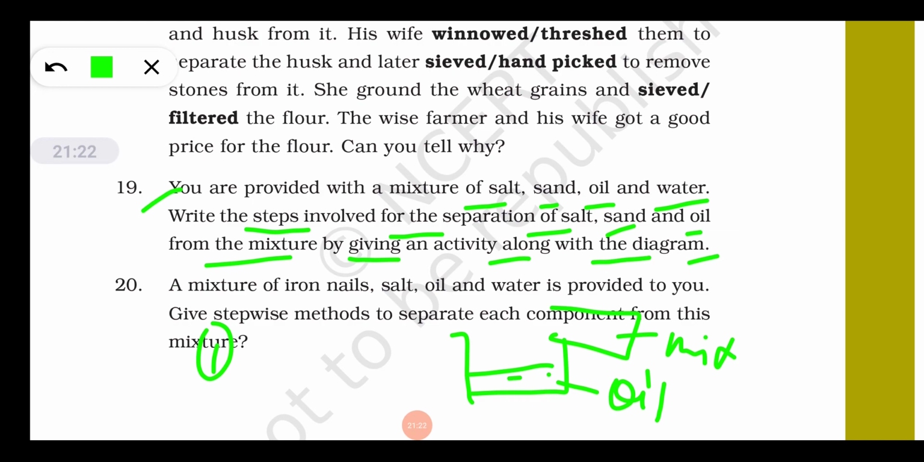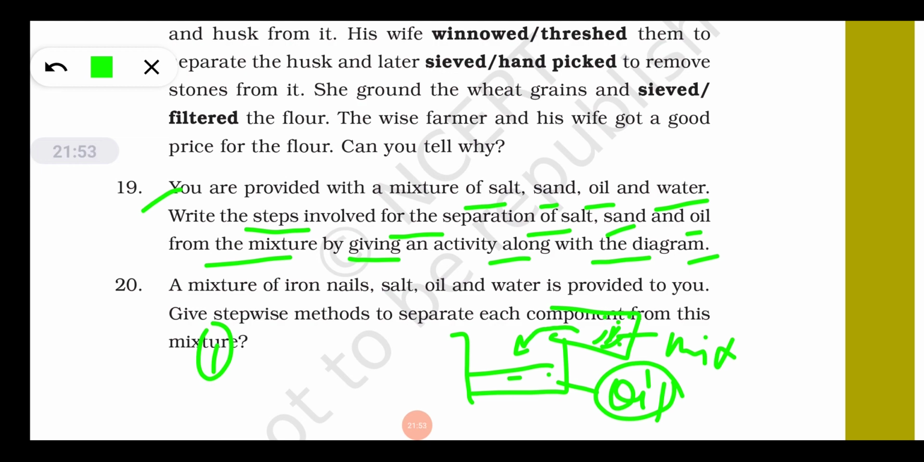So in the mixture, what is there? In mixture there is salt, sand, oil, water, everything. Okay, so when you put it in an empty beaker, then oil will come out, because oil is lighter, it will be at the top. Now oil is separated. Now in the mixture 3 components are left. One is sand, another is salt, and then third is water.